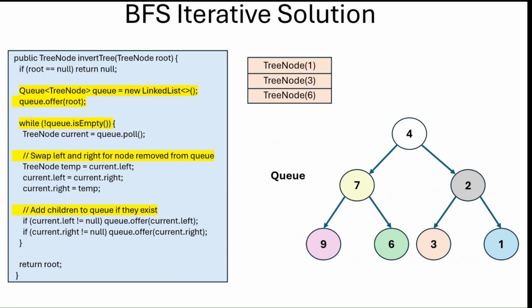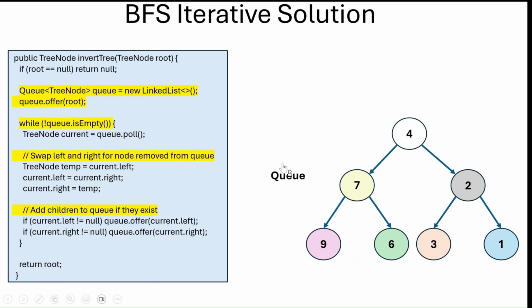Now node 9 we will remove. For node 9 there are no left and right children, so we are just swapping nulls here. There are no left and right children, so we'll not add anything to the queue. Similarly, for other leaf nodes also, where there are no left and right children, we'll not add anything to the queue, and we'll keep on dequeuing from the queue until the queue is empty. It means that we visited all the nodes in the binary tree, and we got the inverted tree for our input binary tree using the BFS iterative solution. So this is the implementation using a queue to invert the binary tree.